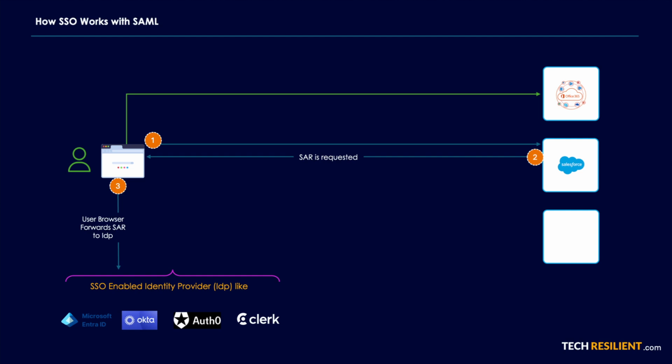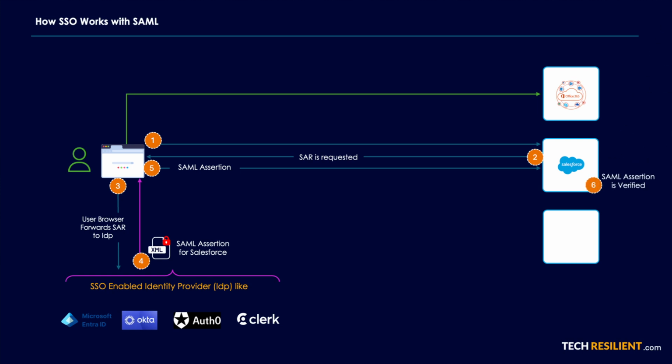In that case, because the user already logged in and the identity provider already authenticated the user, it doesn't ask the user for username and password again. Instead, it generates the SAML assertion token, but this time for Salesforce, and provides the assertion token back to the user's browser. The user forwards the assertion token to Salesforce. Salesforce verifies the assertion token and provides the user with access based on what is in the SAML assertion.